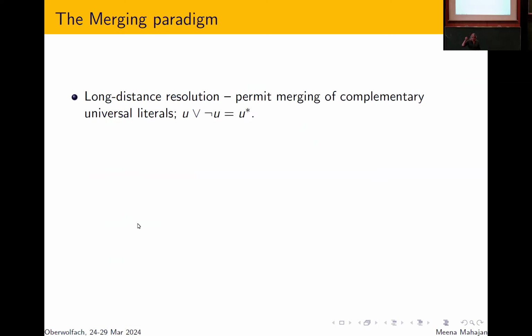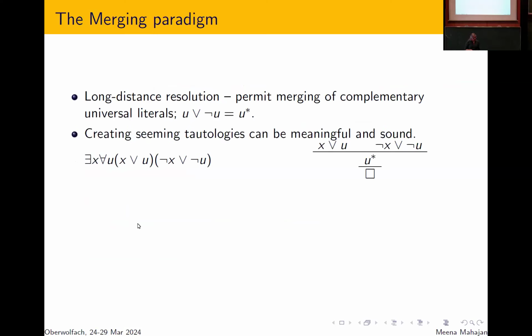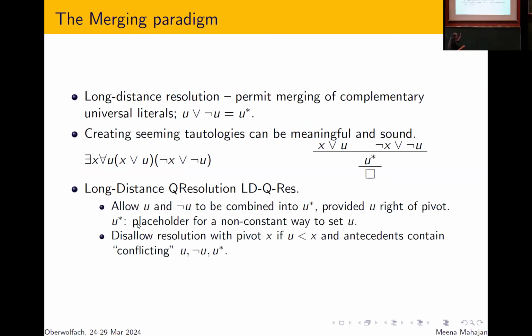And the merging rule, which produced those placeholders U star, basically this is saying that we should not think of U or U bar as a tautology, but as this placeholder. So formally the rule is specified this way in the context of resolution, that you can resolve on a pivot X, even though it merges a U and a U bar, provided U and U bar come after X. If U is quantified before X, it does not even depend on X. So X can be used as a pivot to tell you what the value of U is going to be depending on X, only if U is after X. So disallow certain resolutions, allow certain other resolutions. And these are the side conditions under which you can do long distance.